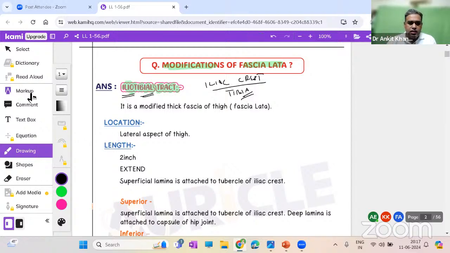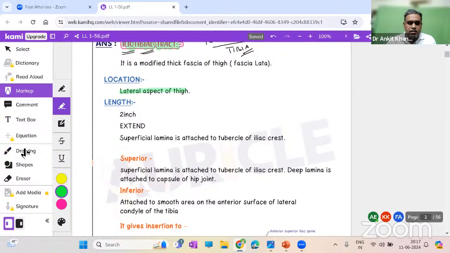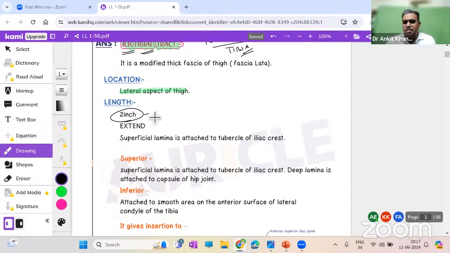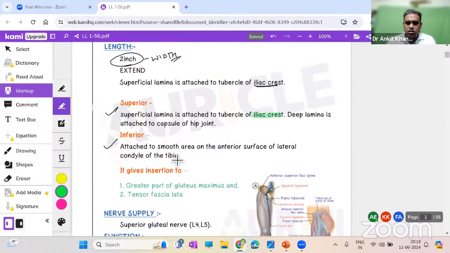You'll understand that its location is at the lateral aspect of the thigh. Now, the length is the whole thigh. This 2 inches is actually the width of the fascia lata, and it extends from the iliac crest as we discussed, and goes down into the tibia. So superiorly and inferiorly, you can see the attachments. It is going from iliac to tibia. Therefore, it is known as iliotibial tract.